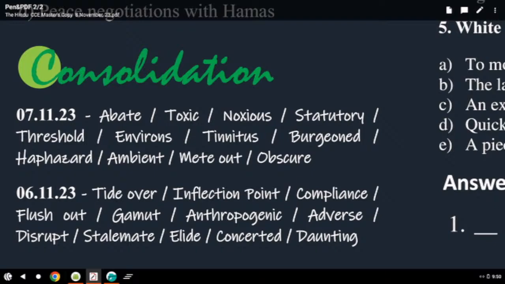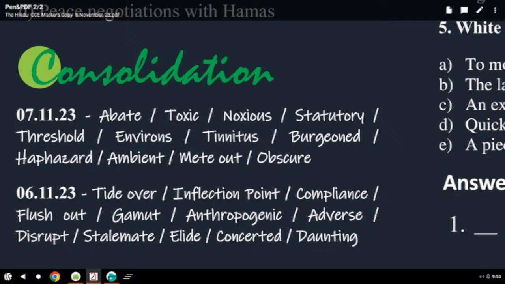Anthropogenic, adjective, caused by human activities. Adverse, adverse report, adjective, means negative report. And disrupt, a verb, meaning interrupt. Very good. And what is it? Along with the meaning, try to recollect the word combinations. It goes with supply chain. It goes with services, disruption of services. Stalemate, noun, meaning deadlock. Very good.